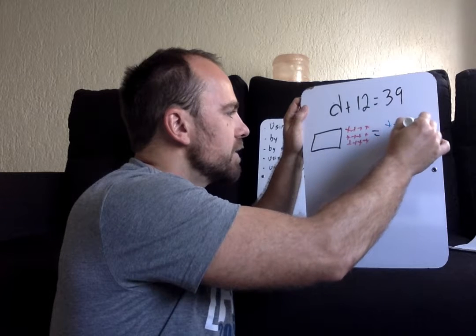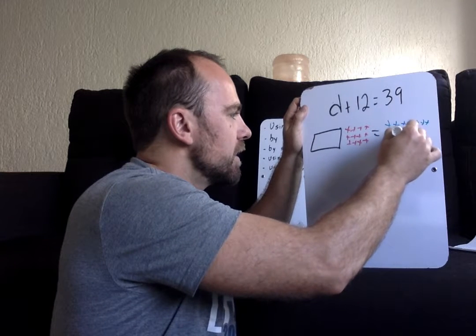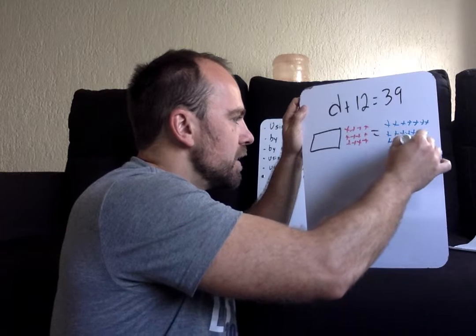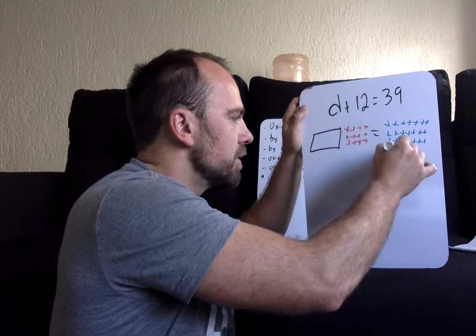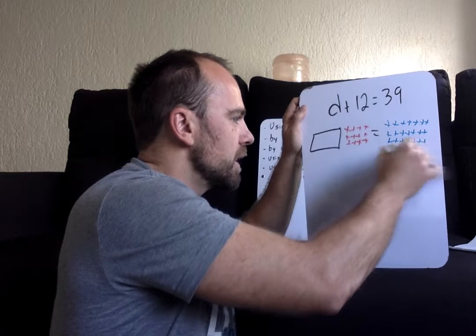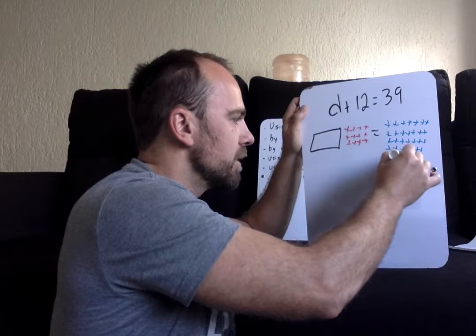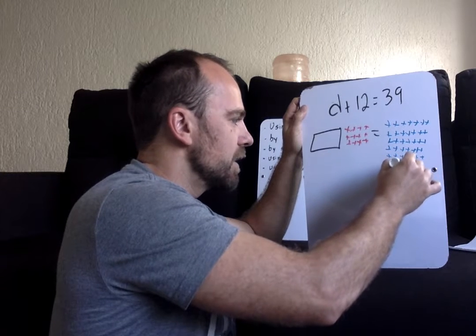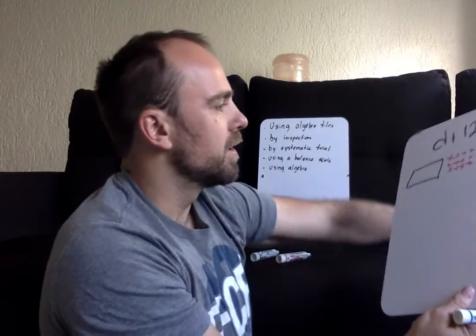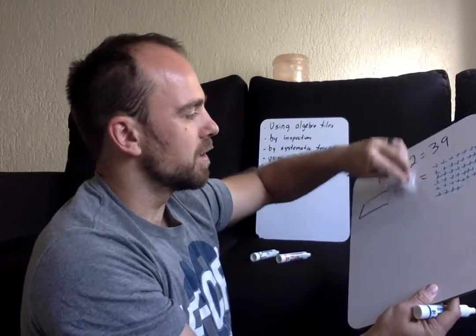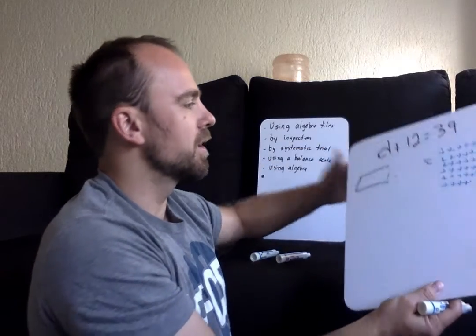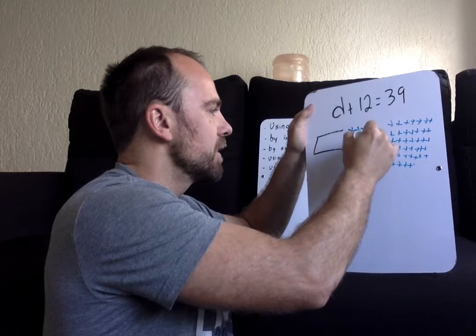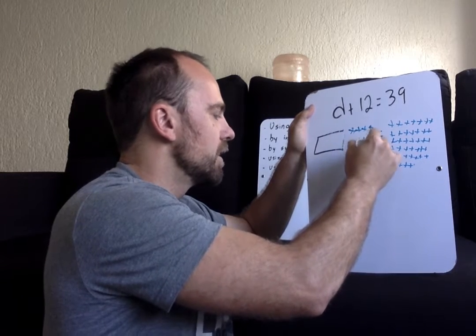Counting out the tiles up to 39. And I'm going to change these to blue just to make sure that they match so that everyone knows that they are positive. 1, 2, 3, 4, 5, 6, 7, 8, 9, 10, 11, 12.